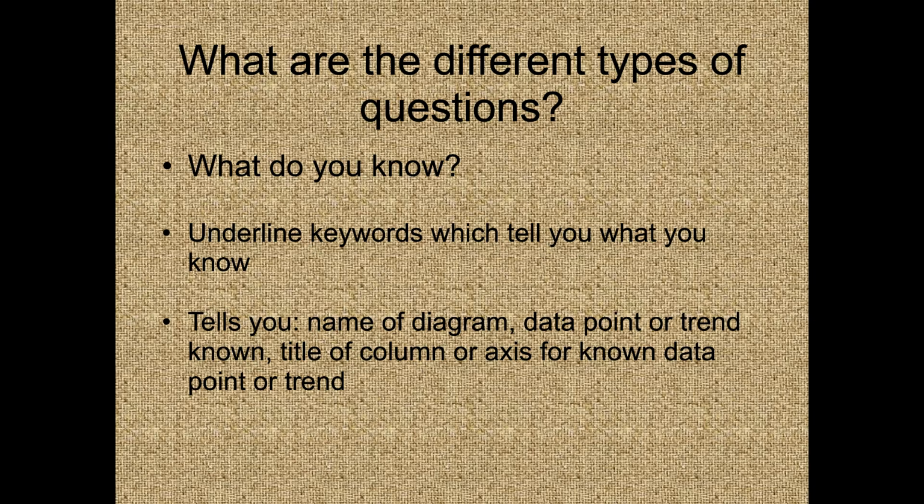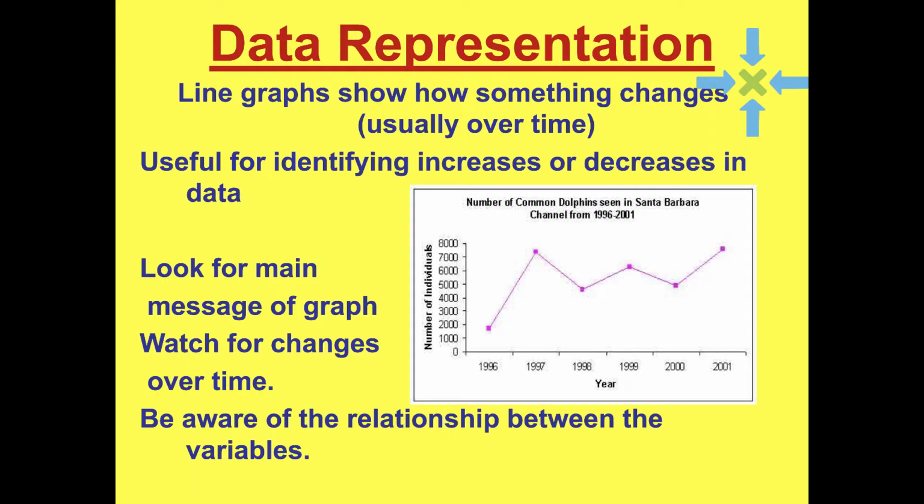So what do you know? You need to underline keywords that will help you. Many times these keywords include the name of the diagram, the units of the diagram, and the titles for columns or axes in the data. There are several kinds of representations that are usually given in the scientific reasoning section. One of the most common is shown here.